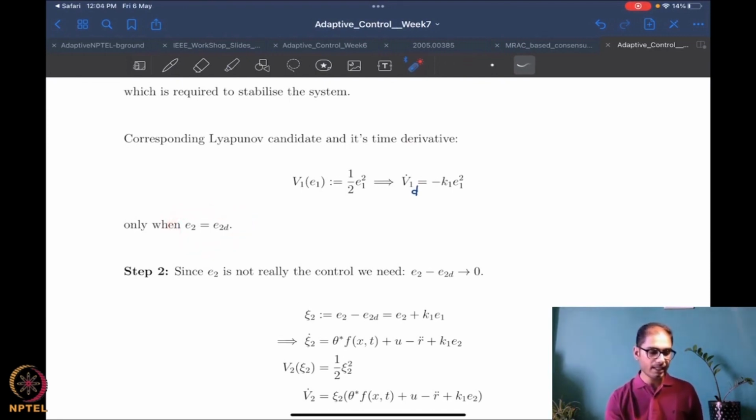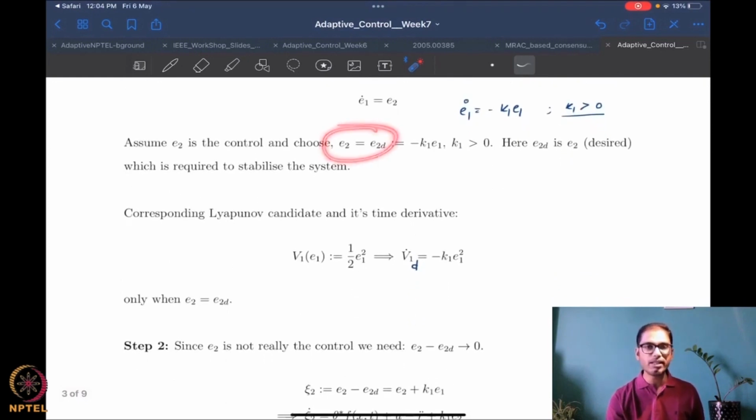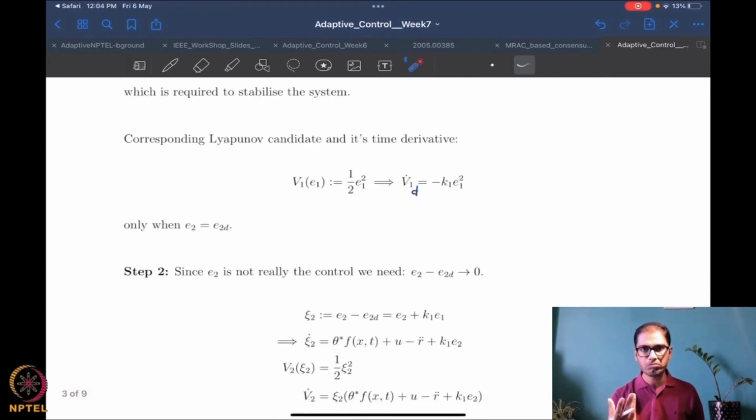Now we go to the second step where we really understand that e2 is not really the control. So what's the next best thing we can do? I'm actually trying to help you understand also what backstepping is. All right. So what's the next best thing I can do? I know that e2 is not identically equal to e2 desired, but what I can do, hopefully, is drive e2 to e2 desired. I will make e2 desired the signal that e2 has to track.